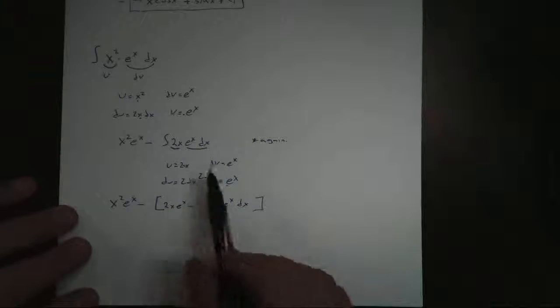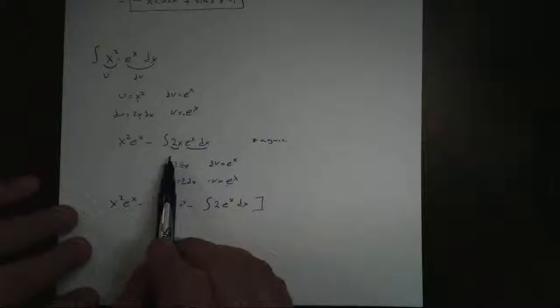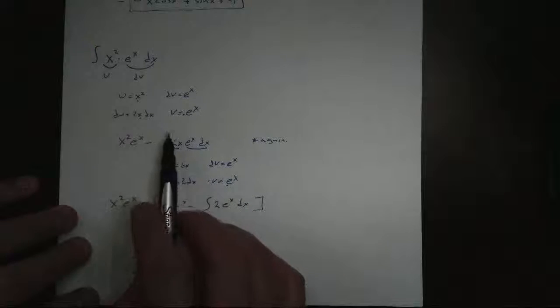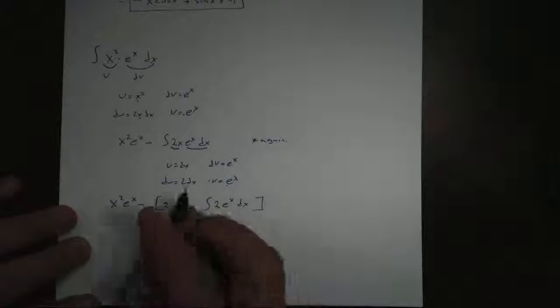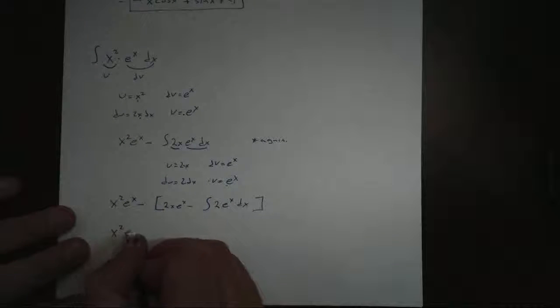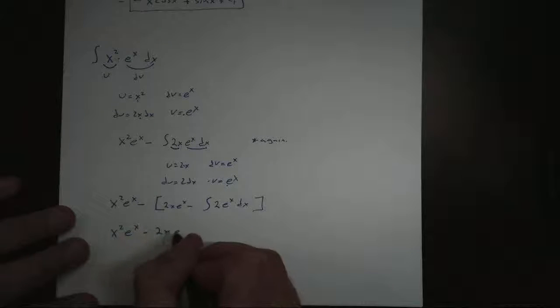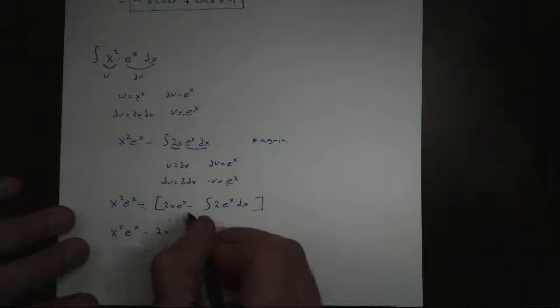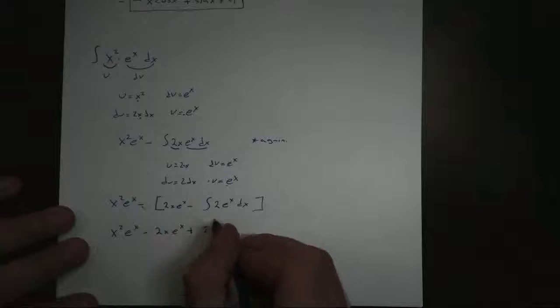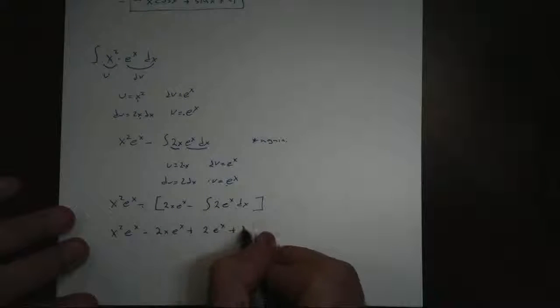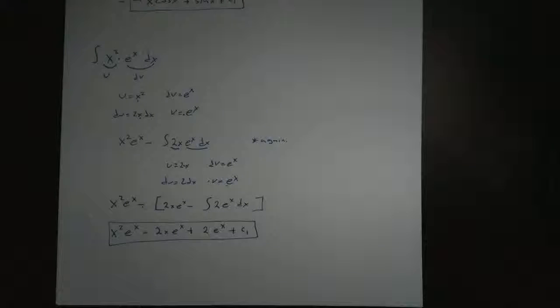And if you notice, again, if you choose the right u, the power is going to go down. We went from x squared to just x to just 2. And from here, we can actually get the answer. We're going to get x squared e to the x minus 2x e to the x. Be careful. Plus 2, that just becomes e to the x plus c1. So far, so good. Not bad, right? So far, these are pretty good. I mean, they're not hard to do.